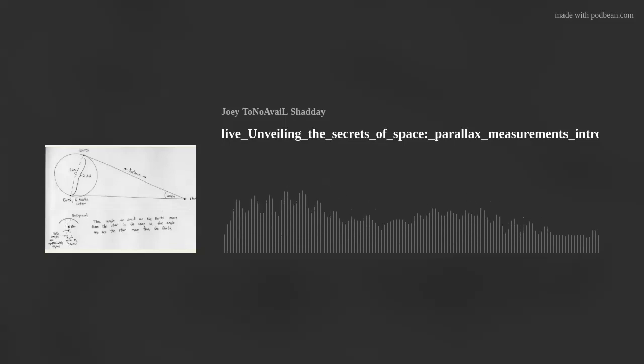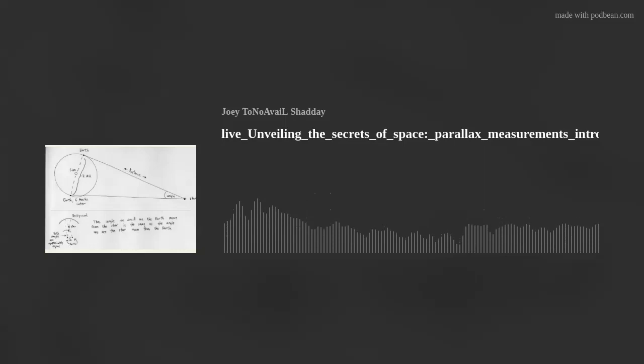Now, we begin by explaining the baseline. The baseline for parallax measurements is the distance between 2 points from where the object is observed. In this case, the 2 points are Earth's extreme positions in its orbit, which are approximately 186 million miles apart.